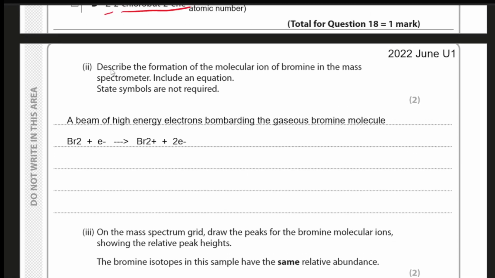Moving on, describe the formation of the molecular ion of bromine in the mass spectrometer. Include an equation, and they told you not to include the state symbols. So, in the case of a mass spectrometer, when the vaporized sample of bromine is passed through the electron chamber, an electron gun basically shoots a beam of high energy electrons towards the gaseous bromine molecule, and this is what happens. An electron gets knocked out, which results in the production of Br2 plus ions.